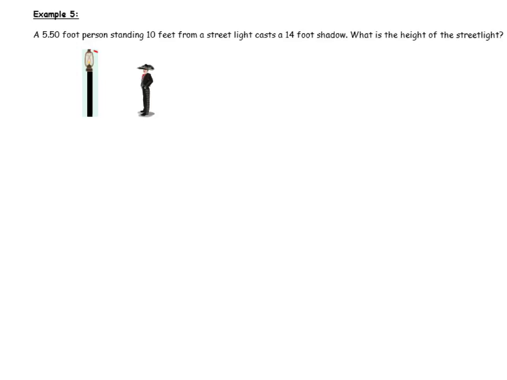So we're going to first start out by labeling our picture. We have a 5.5-foot person. This person is standing 10 feet from a street light, and he casts a 14-foot shadow. What is the height of the street light?